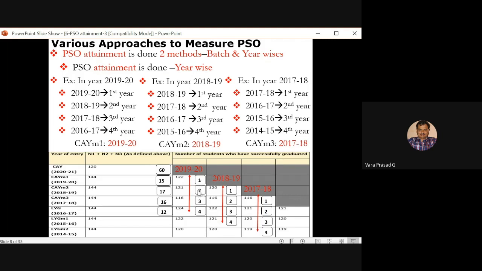In second year, that is third and fourth semester, they are studying 17 subjects. In third year, that is fifth and sixth semester, they would have studied 16 subjects. In final year, they have 12 subjects, the 7th semester as well as the 8th semester. Now, while calculating the PSO attainments, you have to take the first year, second year, third year and final year, then take these numbers of subjects, and then calculate the PSO attainment value. Like that, this is the 18-19 year, this is the 17-18. In this fashion, you have to calculate the PSO attainments.